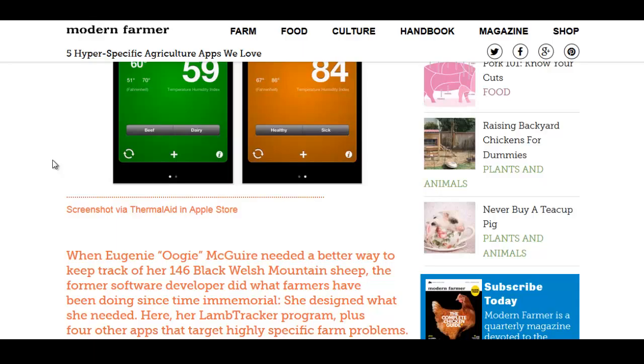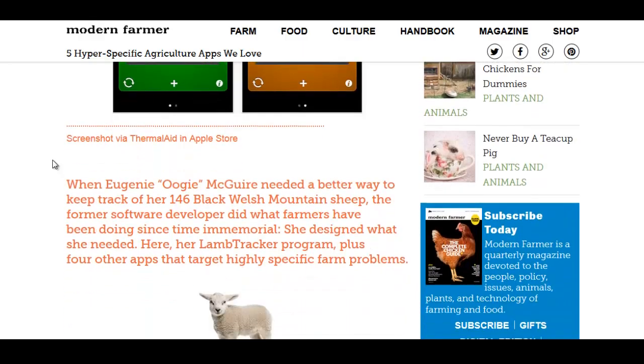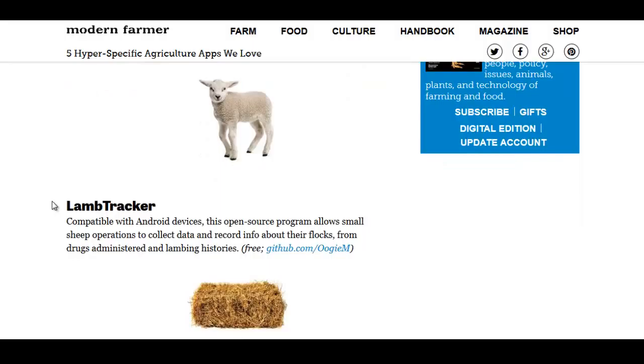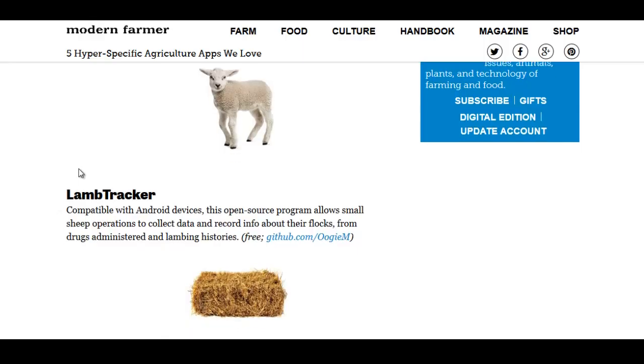One person, one farmer, Eugene McGuire, nicknamed Oogie, wanted to create an app to solve one of his problems: keeping track of his lambs, their flocks, and recording information about when they gave him their worm medication and all that. So he decided to create an app for that. And he did a couple other ones.